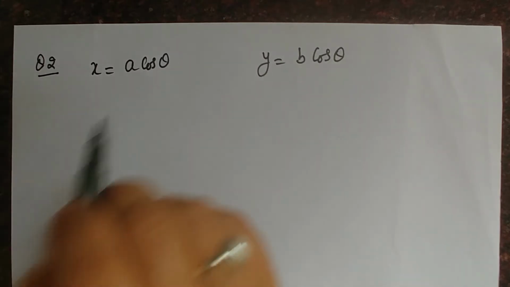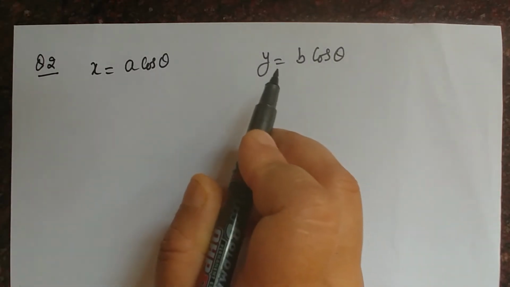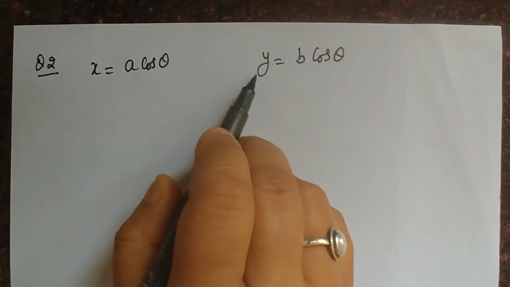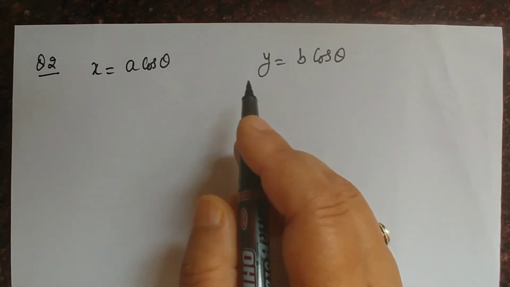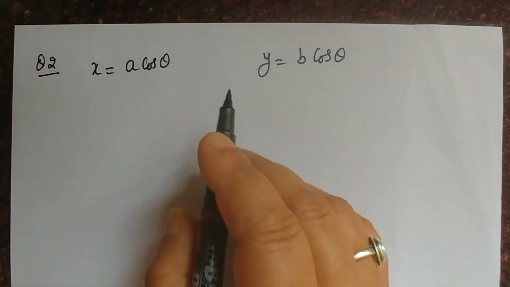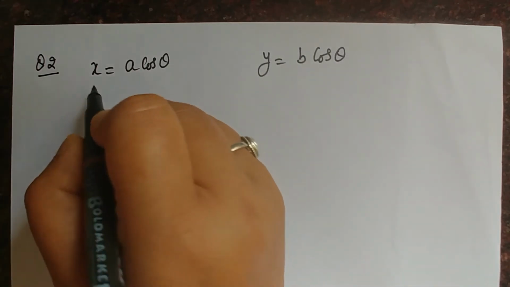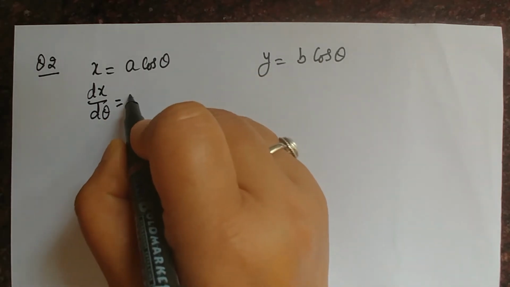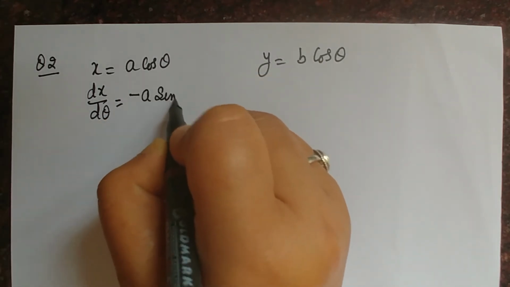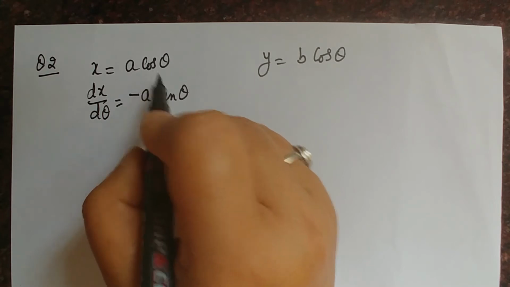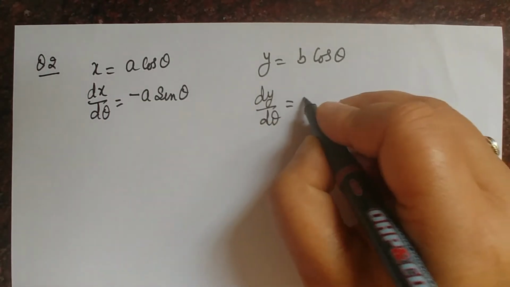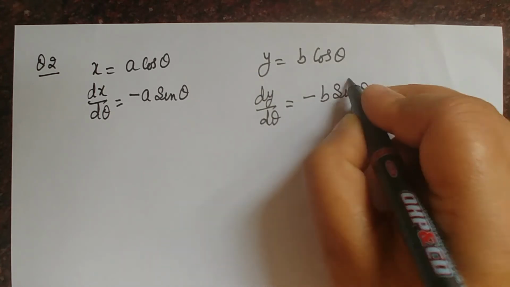Question 2. x is equal to a cos theta, y is equal to b cos theta. Again, x and y both are functions of theta, and I have to find dy by dx using parametric forms. So I have to apply the chain rule. Here dx upon d theta is minus a sin theta. Why? Because d/d theta of cos theta is minus sin theta. And dy by d theta is minus b sin theta.